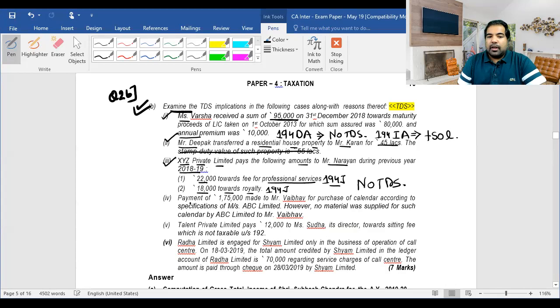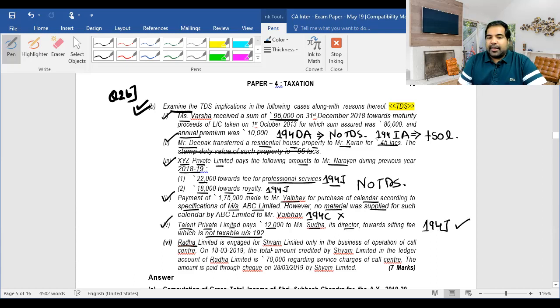This is the third one. Payment of 1,75,000 made by Mr. Weber for purchase of a calendar according to specifications of Messrs. ABC Limited. However, no material was supplied. So this is not a works contract. This is a purchase, and hence under 194C, here also no TDS. That's the fourth one. Talent Private Limited pays 12,000 to Mr. Sudha, a director, towards sitting fees, which is not under salaries. As sitting fees under 194J, there is no limit of 30,000 for this. So there will finally be TDS at the rate of 10%.